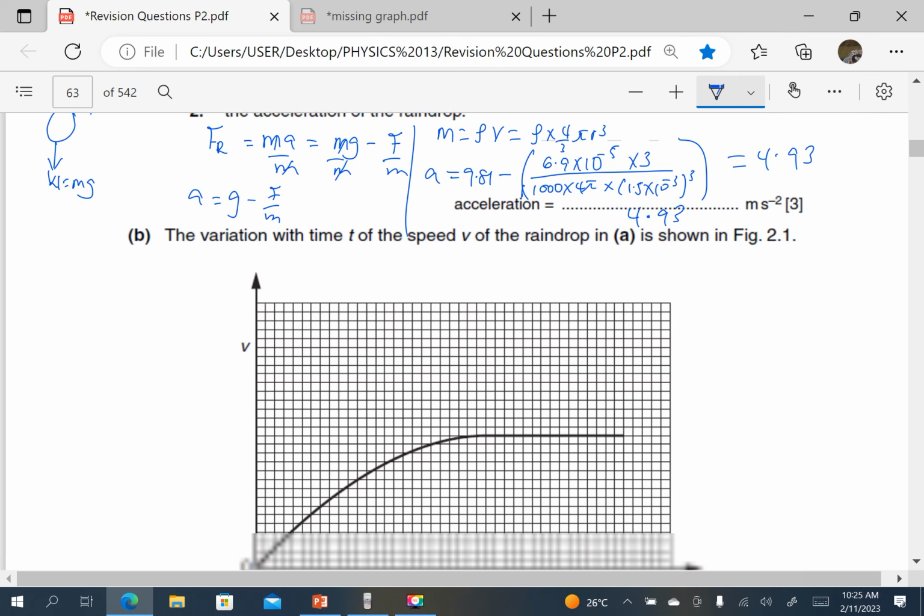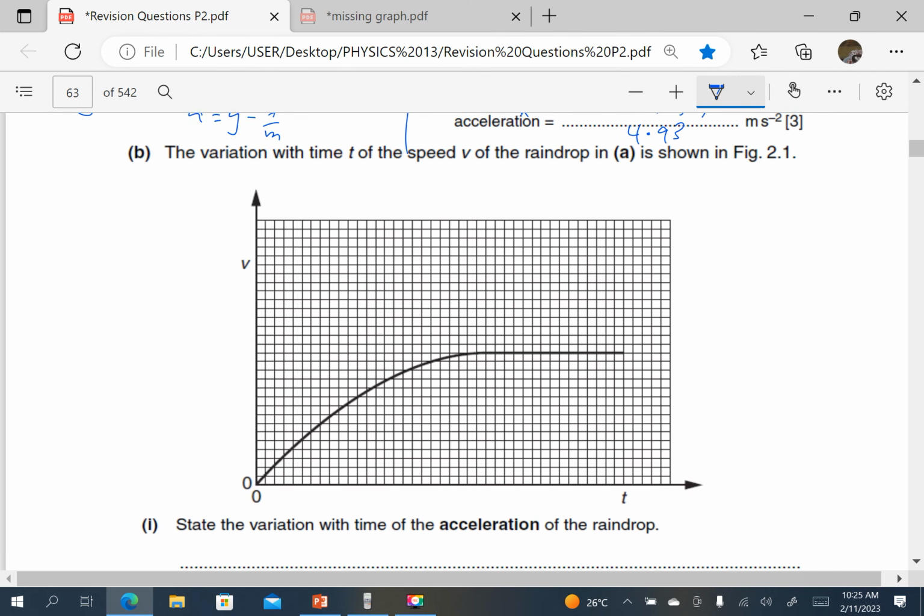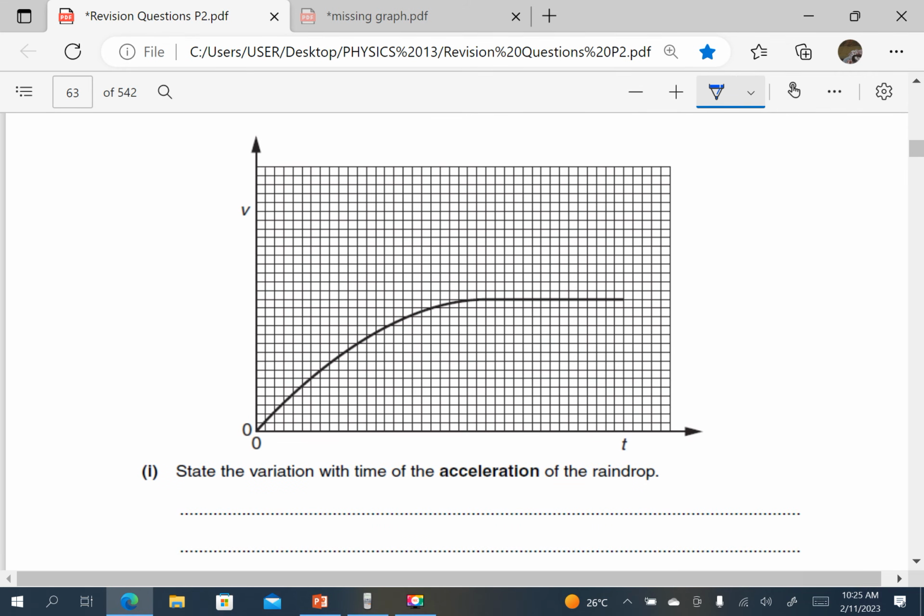And the variation with time t of the speed v of the raindrop in A is shown in the figure here. State the variation with the time of the acceleration of the raindrop. So you see the gradient is decreasing. And remember, of course, at t equals 0, acceleration is going to be g. But then, as time goes on, the gradient is decreasing, meaning the acceleration is decreasing. It is not going to be less than g.